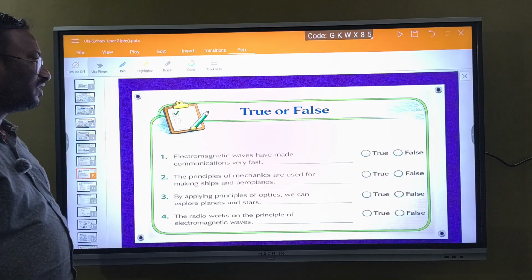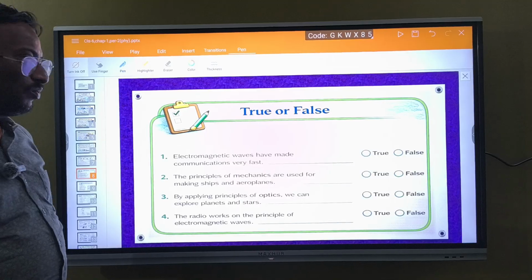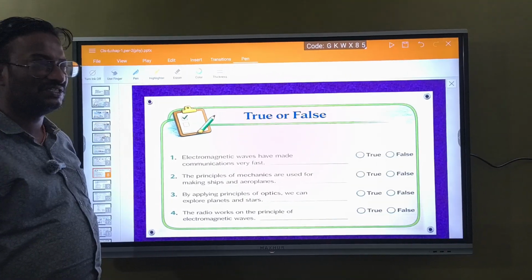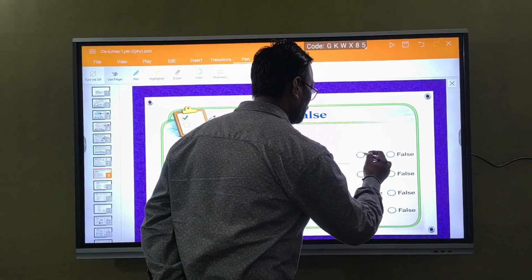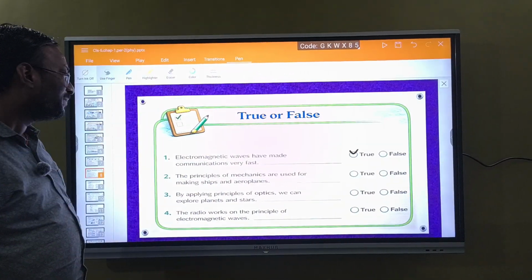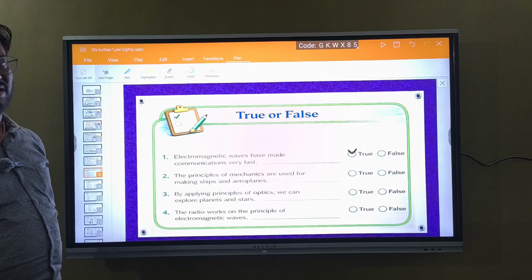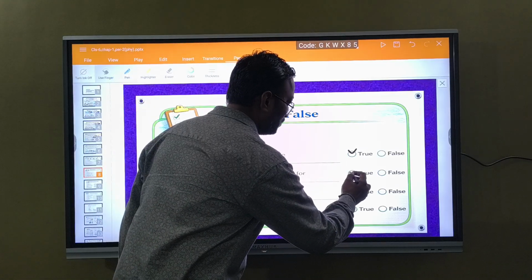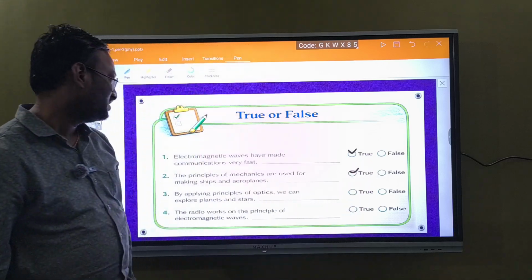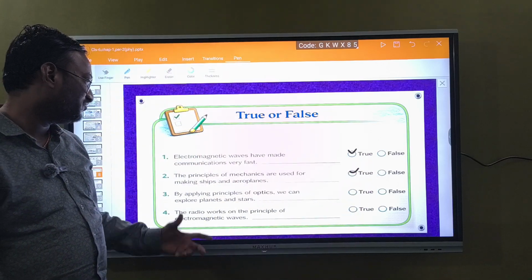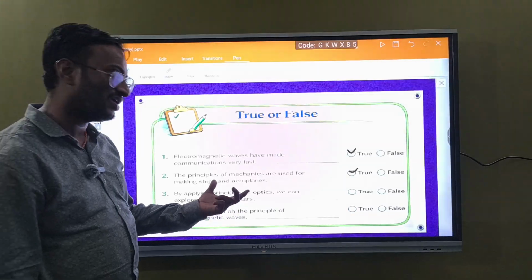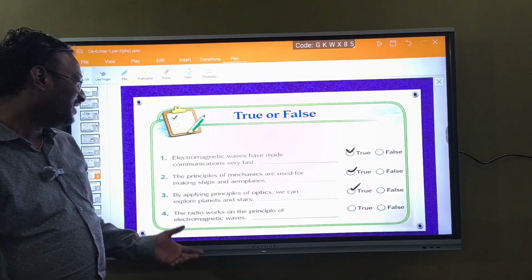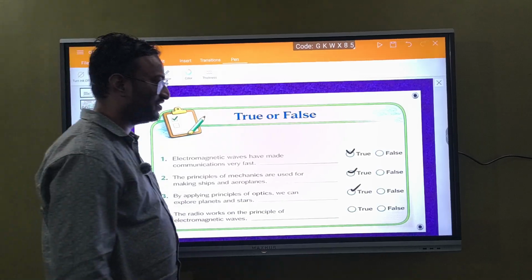Next, true or false questions. See now, what are those? Electromagnetic waves have made communication very fast. Is it? Yes, it is true. The principles of mechanics are used for making ships and aeroplanes. Yes, it is true. Next, by applying the principles of optics we can explore the planets and stars. Yes, we have covered this topic. This is true. The radio works on the principle of electromagnetic waves.